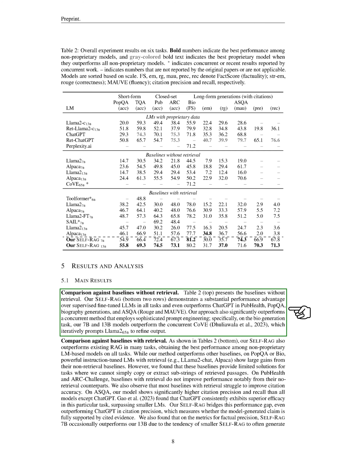This is true across all tasks, and our model even surpasses ChatGPT in areas such as public health, popular question answering, biography generation, and ASQA. Interestingly, our model also outperforms a concurrent method that uses complex prompt engineering. For instance, in the task of biography generation, our 7B and 13B models outdo the concurrent Cove model, which uses an iterative prompting approach to refine output.